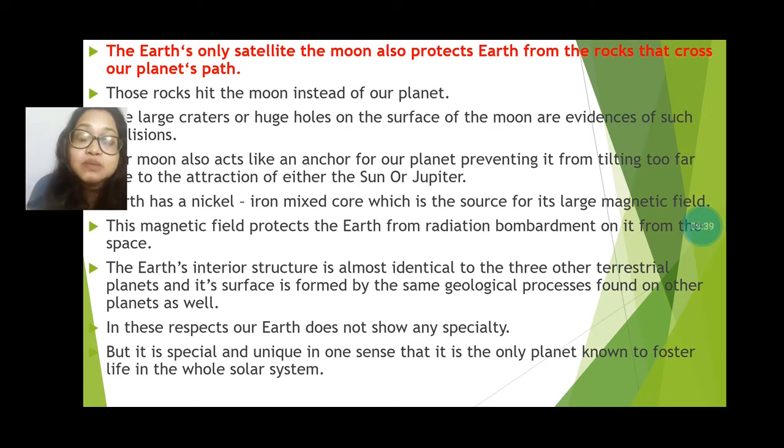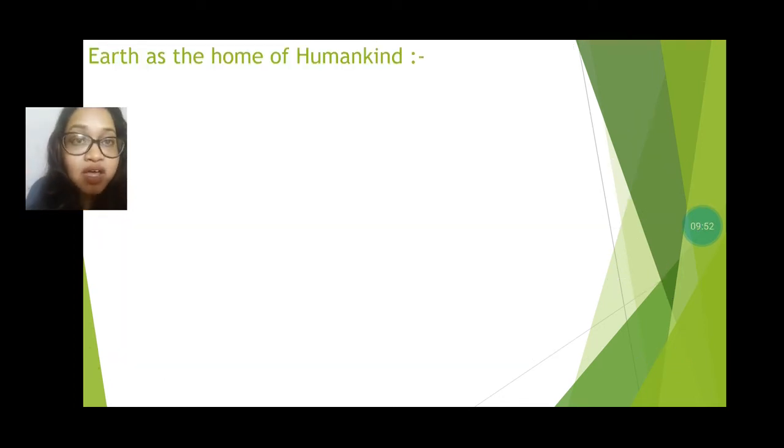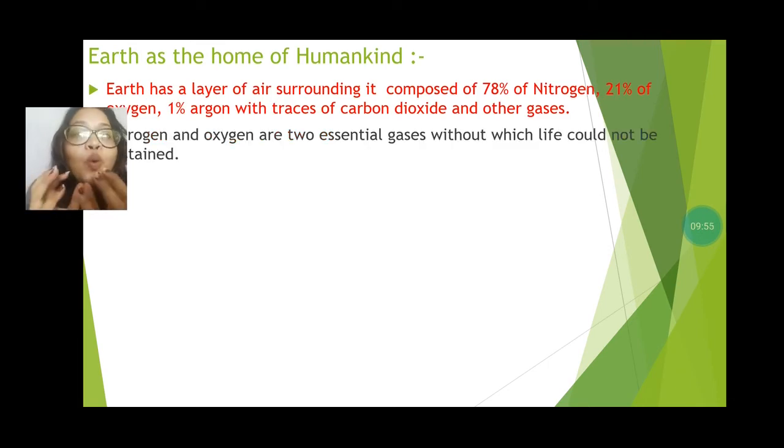But it is special and unique in one sense: it is the only planet known to foster life in the whole solar system. Only the earth has life. The earth is the home of humankind. Why is it the only planet in this solar system? There are eight planets, but life is present only on the earth.